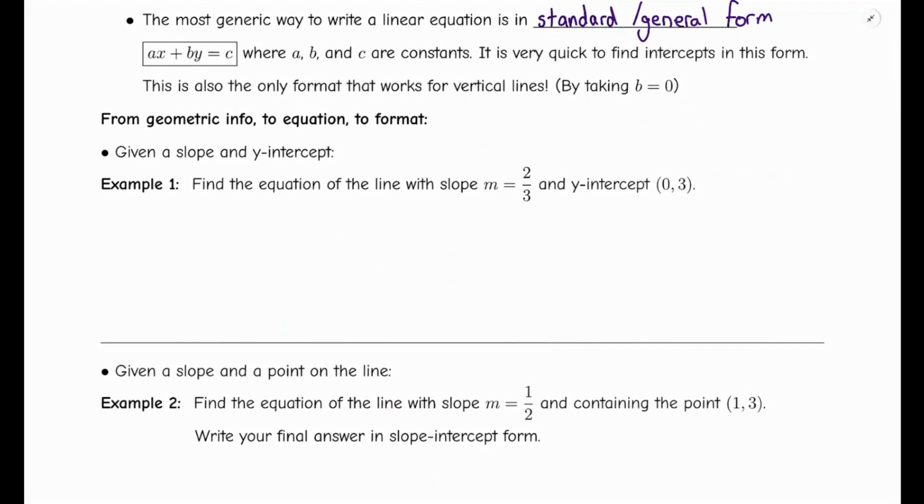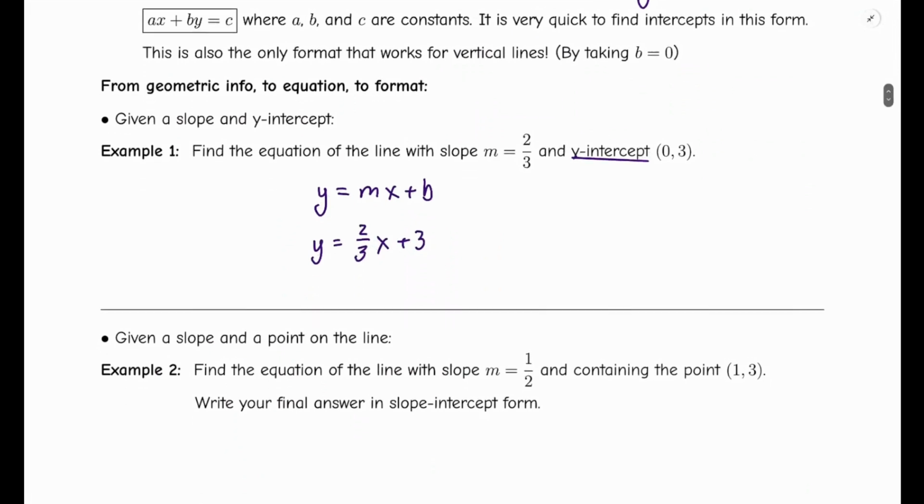Given a slope and a y-intercept. Example 1. Find the equation of a line with a slope of 2/3 and a y-intercept of 3. Well, since we were given the y-intercept, let's use slope-intercept form. So y equals mx plus b, where m is 2/3 and b is 3. So our equation is y equals 2/3 x plus 3.